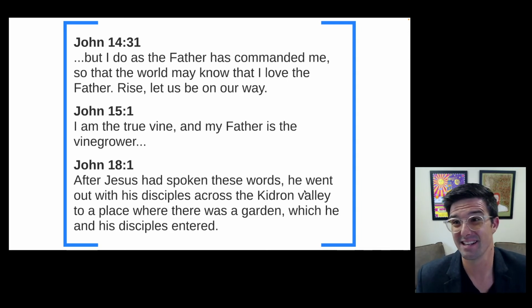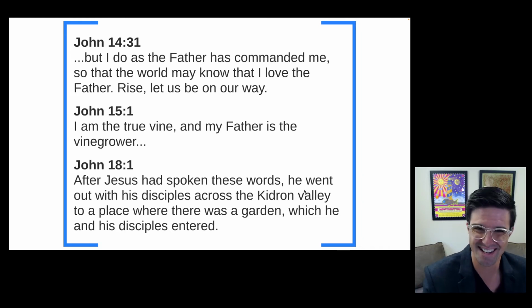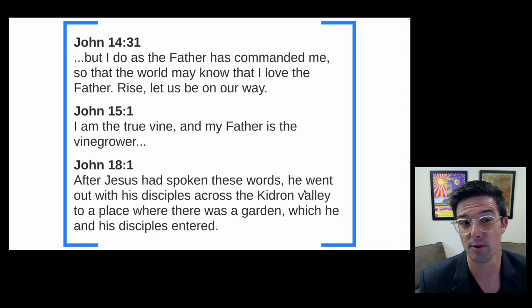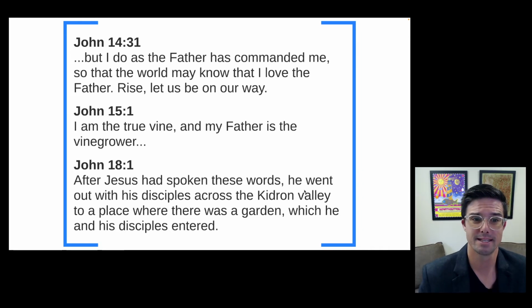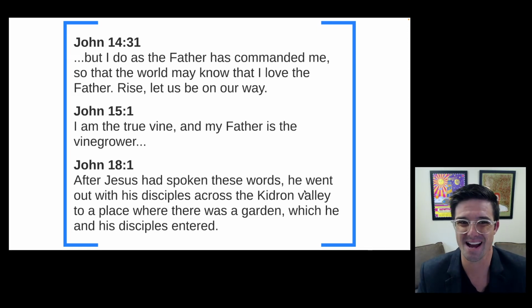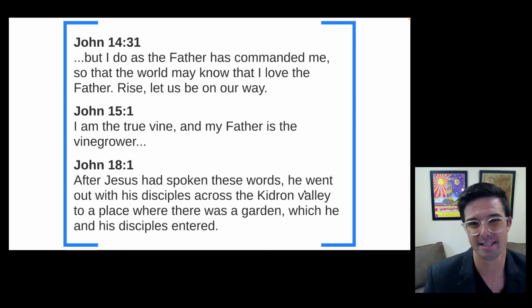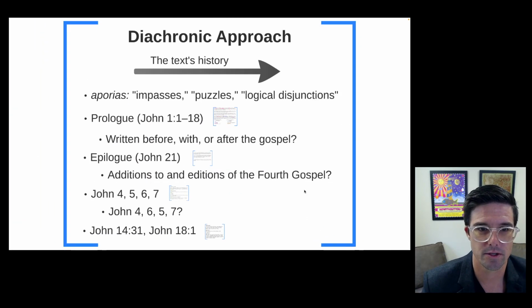And then he and the disciples don't go on their way. Jesus continues to discourse for another 3 chapters. So in 15:1, immediately after John 14:31, he starts talking about how he's the true vine. And it's not until John 18 that Jesus finishes the discourse, and then the disciples and him leave. So they actually get on their way 3 chapters after Jesus says that he's going to get on his way.